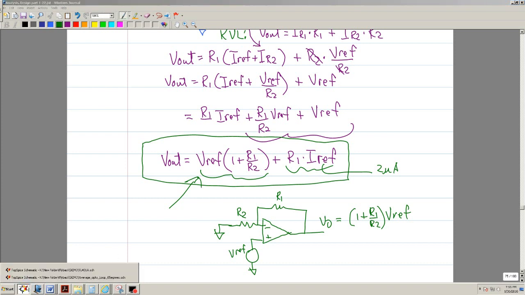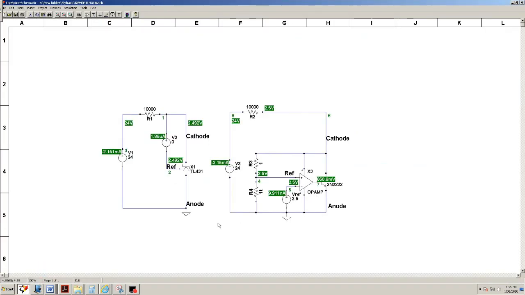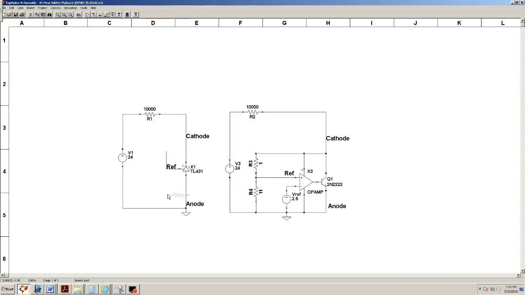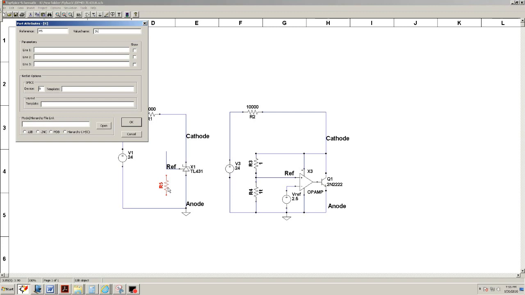Okay. So let's see if it works. Okay. So let's go to the simulation and let's make it programmable. Okay. So we know that this node is VREF. So let's go ahead and put a resistor. Let's just make it 1K just for the heck of it.